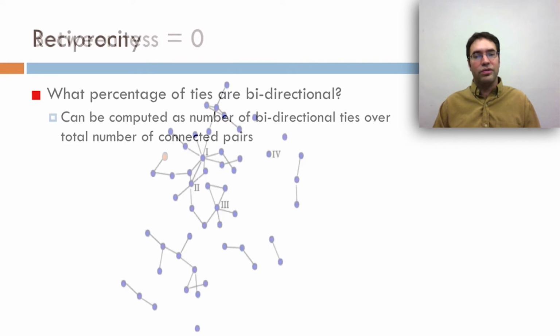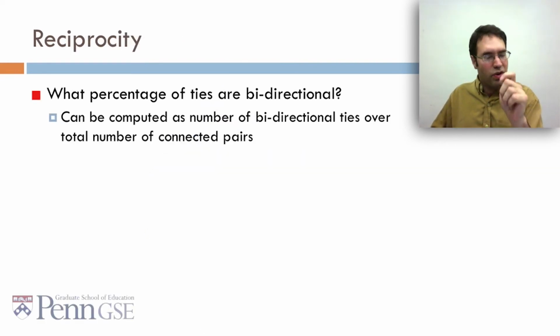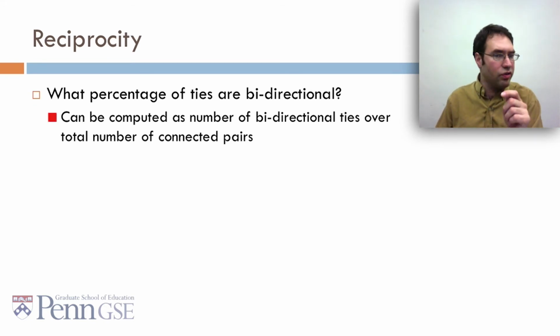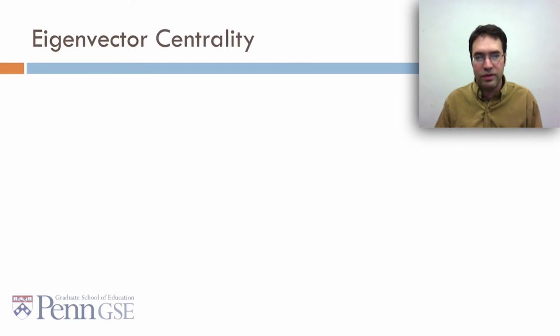Betweenness 0. A fourth type of centrality is reciprocity. What percentage of ties are bidirectional? And this can be computed as the number of bidirectional ties over the total number of connected pairs.